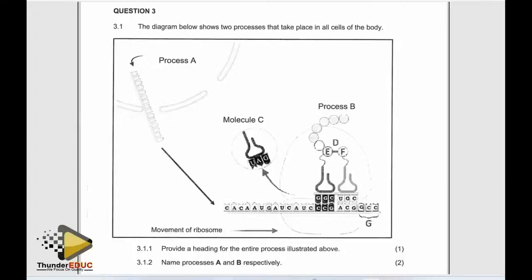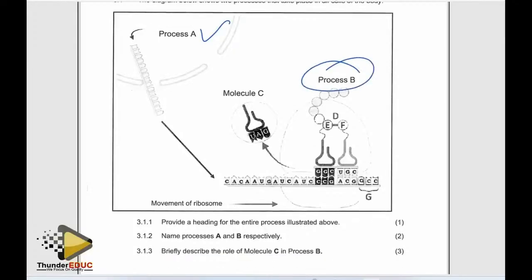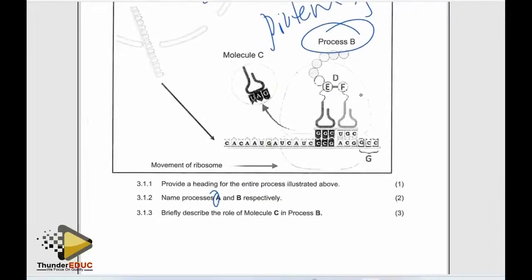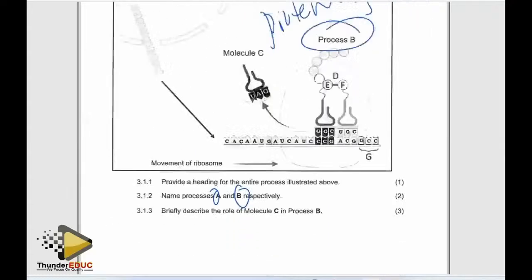Question 3. Process A, transcription. Process B, translation. Provide the heading of this. This is the protein synthesis. Name the process. We said this one is transcription. This is translation. So we're done with that.